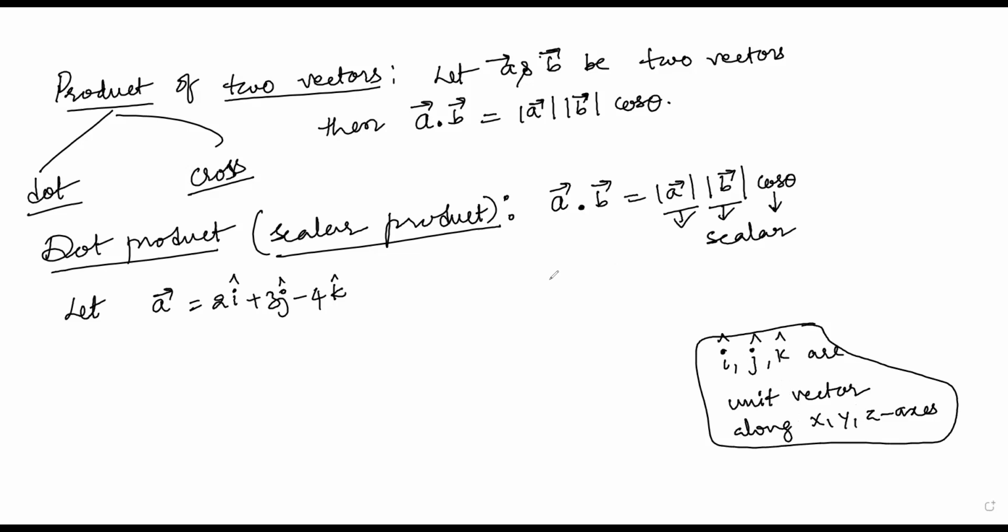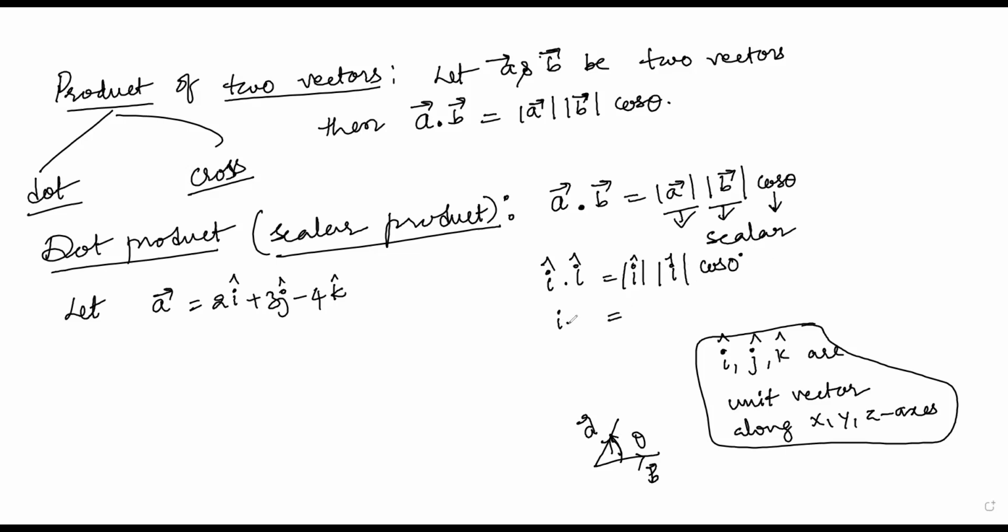So then, what is i cap dot i cap? i cap dot i cap is mod i cap into mod i cap into cos of the angle between them. What is theta? Theta is the angle between these two vectors, A bar and B bar. What is the angle between i and i? 0 degrees. i is along the x-axis, i is along the x-axis, so the angle between them is 0 degrees.